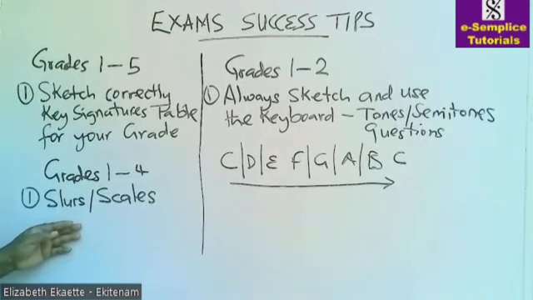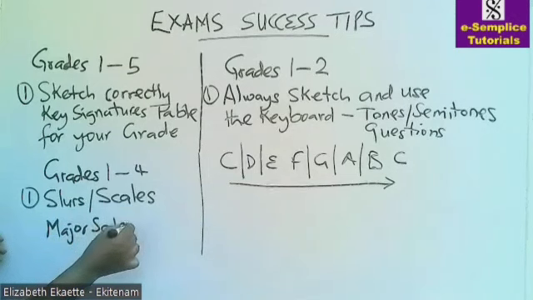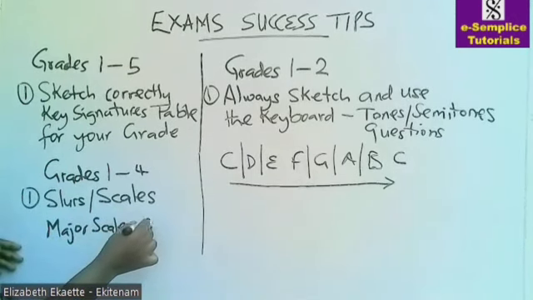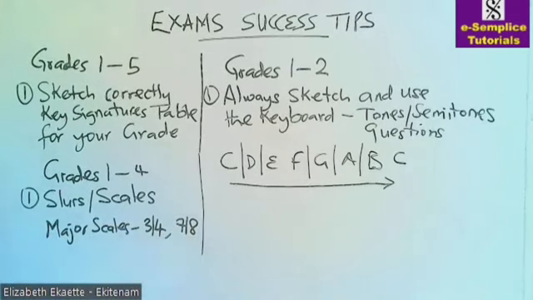So I'll just have a little recap here. For major scales, the slur positions are degrees 3/4, then degrees 7 and 8. That is when you write your major scale.